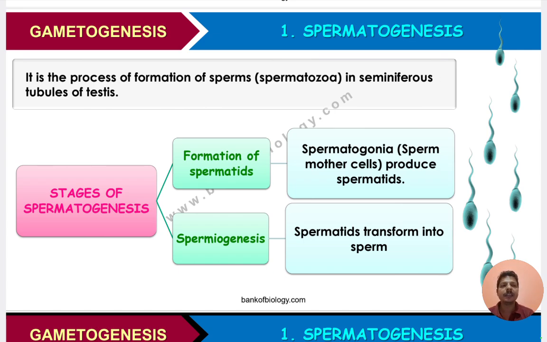Coming to the stages, first is the formation of spermatids, where spermatogonia, or the sperm mother cells, produce spermatids. Second is spermiogenesis, where the spermatids transform into sperm. Remember, this is an important one.